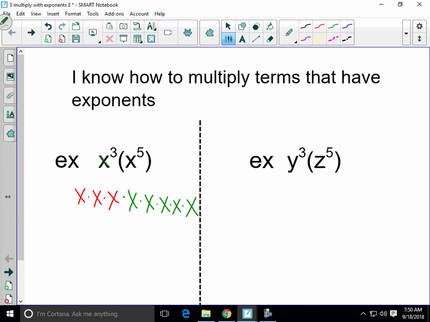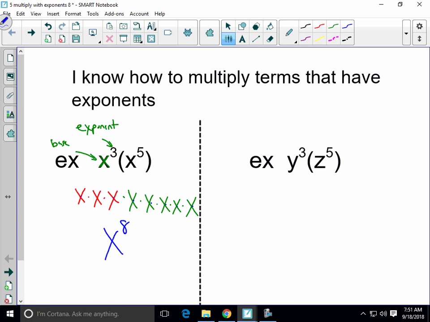Remember, this x is called the base. That's what I'm multiplying. The exponent tells me how many times I'm multiplying it. Well, now look what I have. I have x times itself 1, 2, 3, 4, 5, 6, 7, 8 times. So this is really x to the 8th.